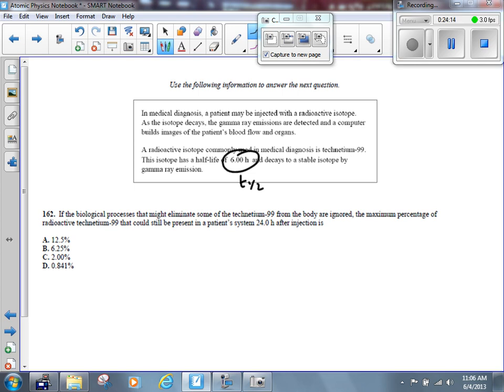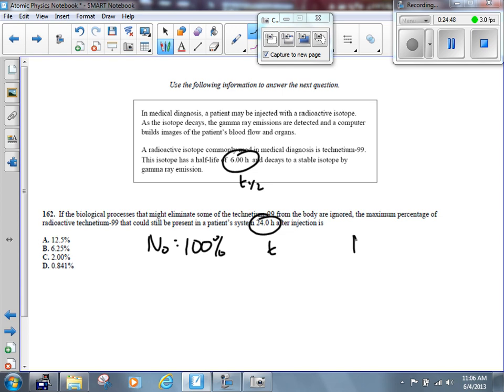At least up there. The question says, if the biological processes that might eliminate some of the technetium-99 from the body are ignored, the maximum percentage of radioactive technetium-99 that could still be present in a patient's system 24 hours after injection, that's going to be T, is what? What's N sub 0 going to be? If all of my answers are in percents here, then what are we going to make N sub 0? Let's make N sub 0 100%.